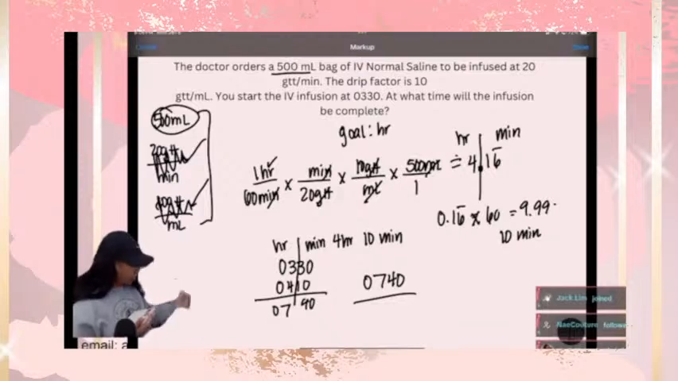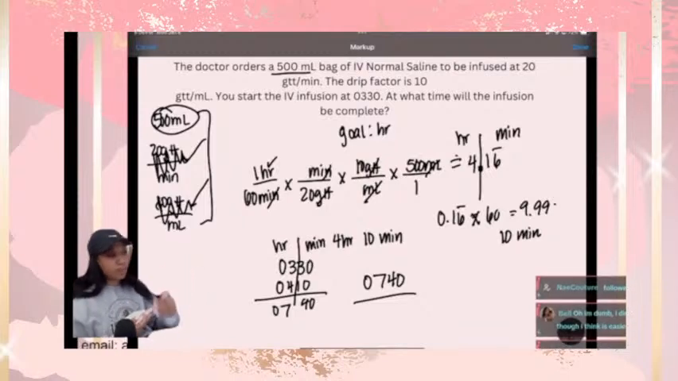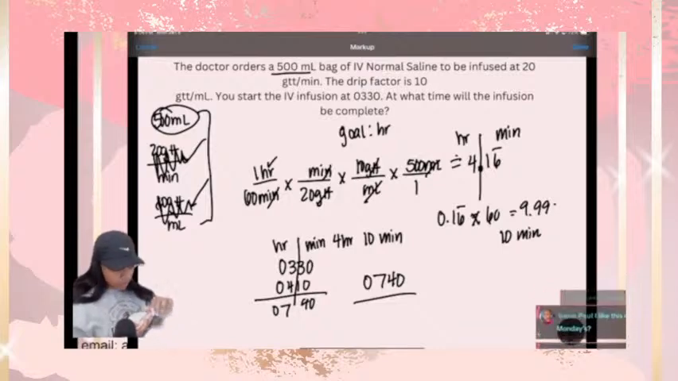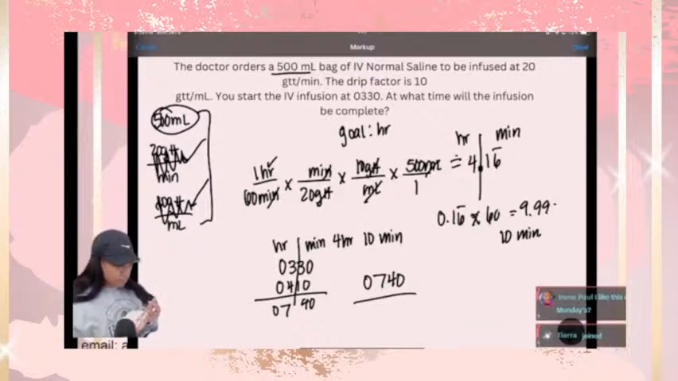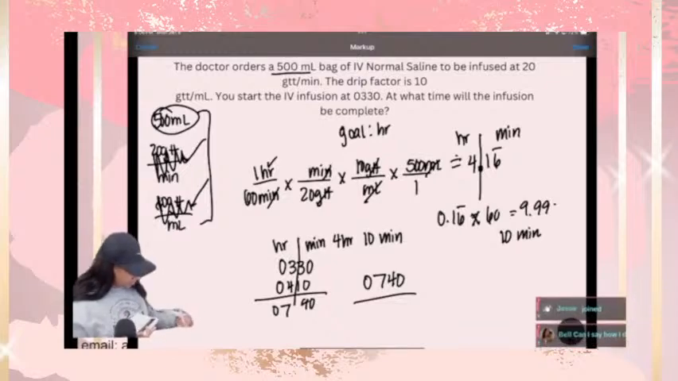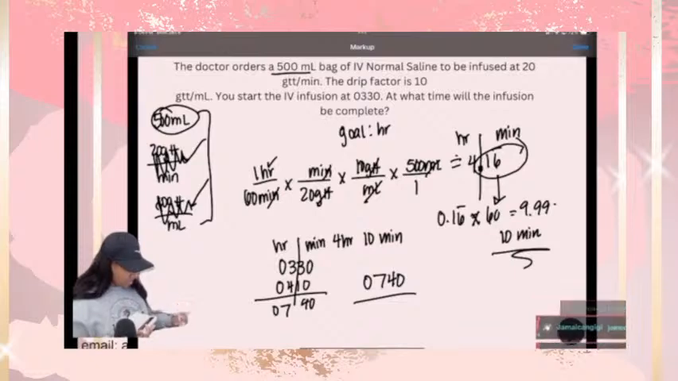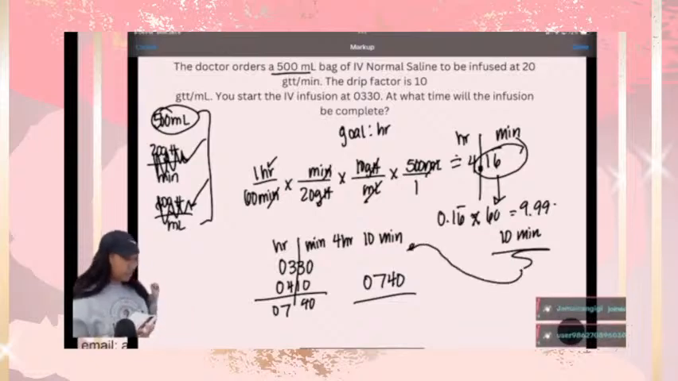4 hours, 4.16 hours. That's the total amount of hours. But you need to know the exact hours and the exact minutes. Because just like if it was 4.5 hours, you know that that's 4 hours and 30 minutes. So what you would do is take this right here, which is all your numbers behind the decimal, and times it by 60. And that's how we got 10 minutes to get our total amount of time right there.